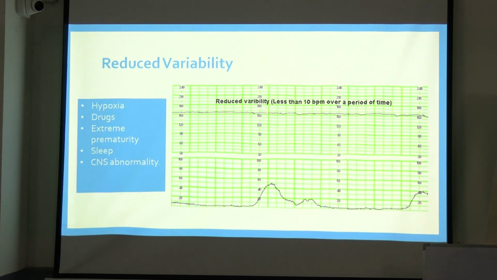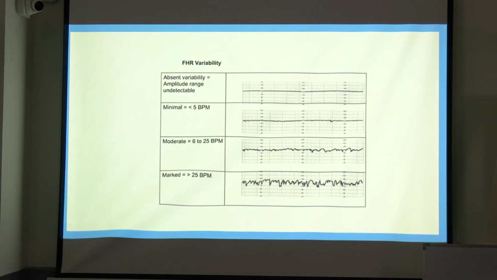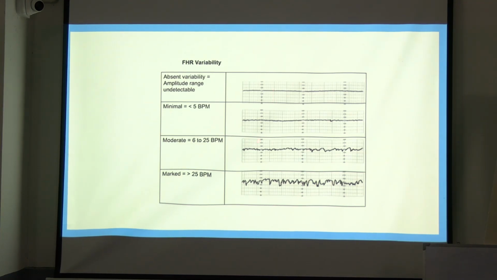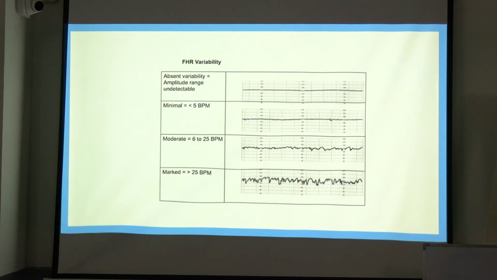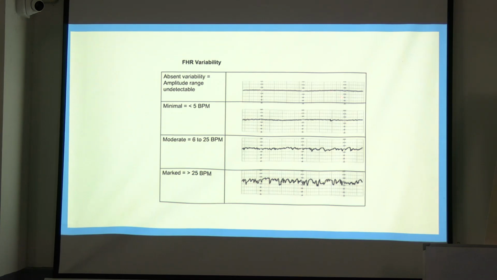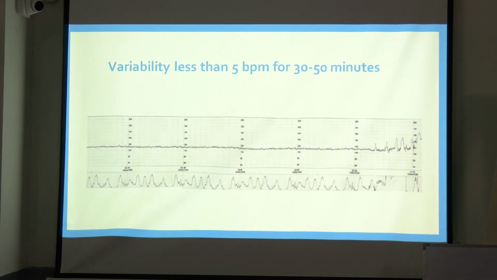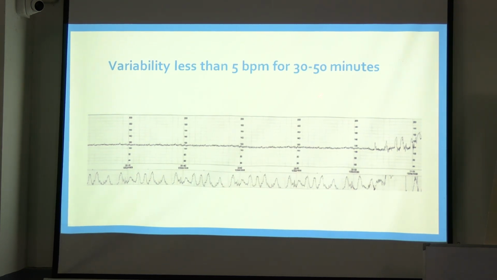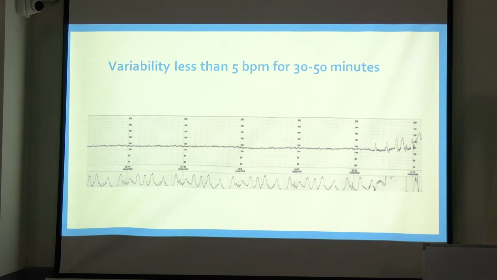Here the variability is very less over a period of 10 minutes. So this is just an overview. Here this is the normal, moderate variability. This is minimal, less than 5 beats per minute. Here absent variability. This is an approximately straight line. Very less variability is there. And marked variability, more than 25 beats per minute, is there. Variability less than 5 beats per minute for 30 to 50 minutes comes under non-reassuring. Okay.